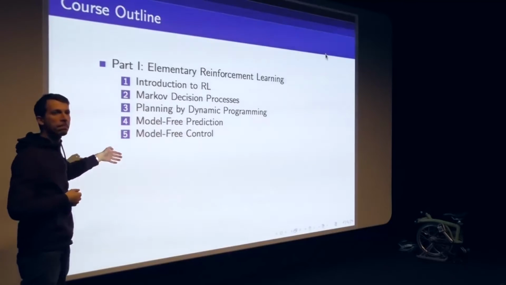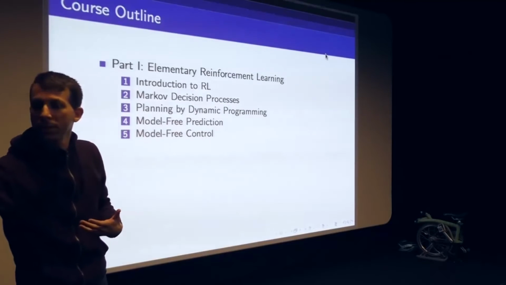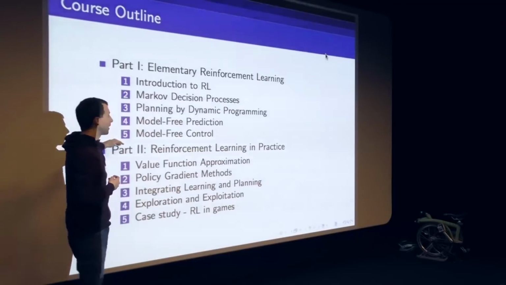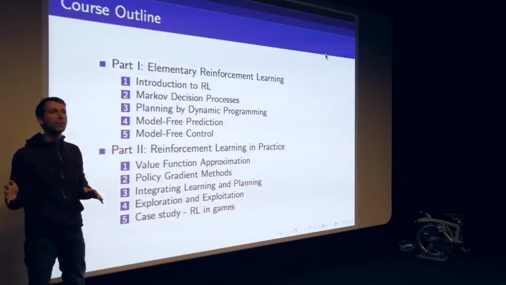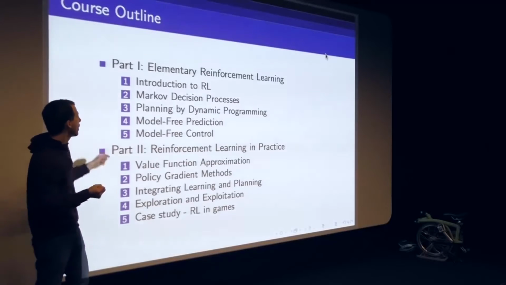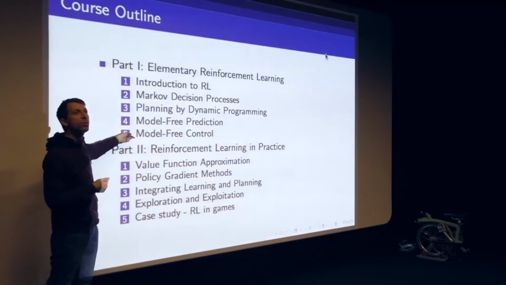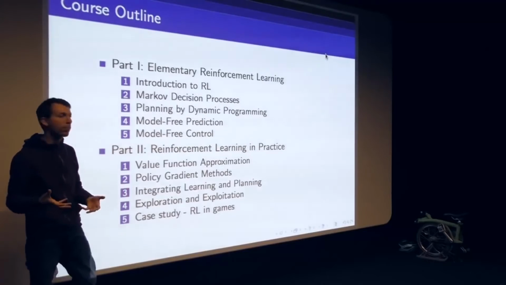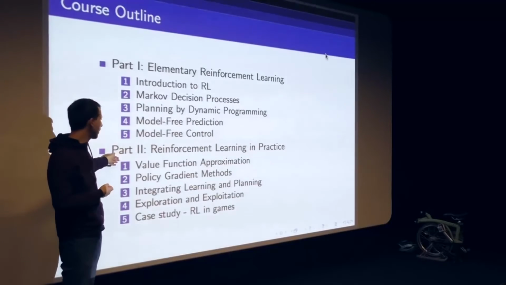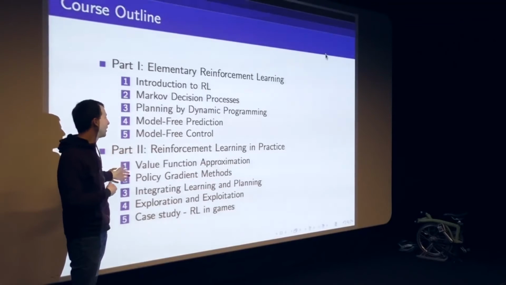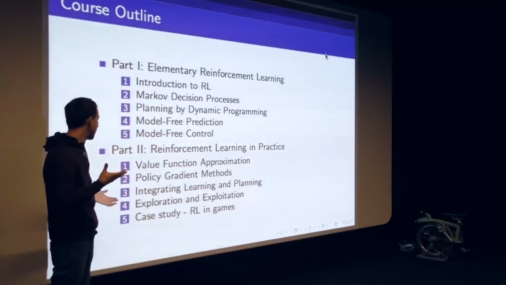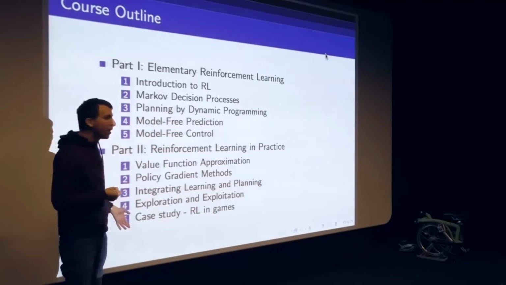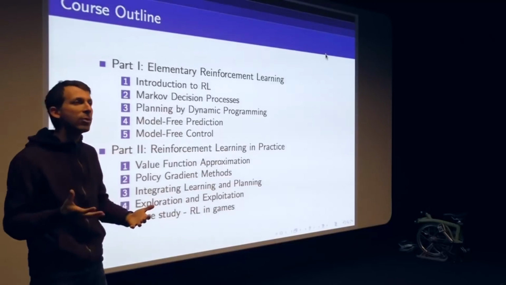prediction and then control. In the second part of the course, we'll look at how to scale up, how to really apply. At the end of this part, you won't really be able to go off and solve interesting problems. You shouldn't have that expectation. But all of the ideas which we'll learn here do scale up, and in the second part of the course, we'll understand how they scale up and apply to more interesting problems by using value function approximation, policy gradient methods, integrating learning and planning using more sophisticated approaches, solving the exploration-exploitation problem. And so that's where things will become interesting.